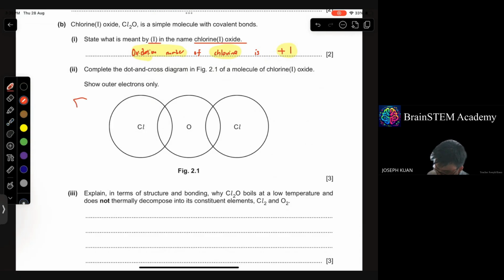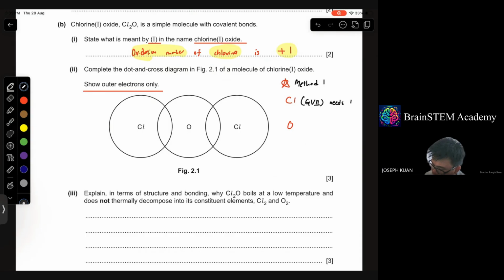Next, complete a dot and cross diagram of a molecule of chlorine(I) oxide. Show outer electrons only. Now for this one, I have 2 methods. Method 1 is simply using your periodic table and asking yourself how many they need to get a full outer shell. So first of all, chlorine is a group 7 element. It needs one more to get a full outer shell. So it will also share one in exchange because covalent bonds are fair. If one element shares one electron, the other will also do the same.